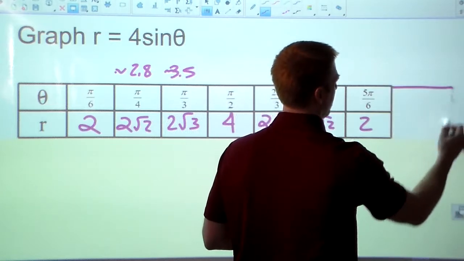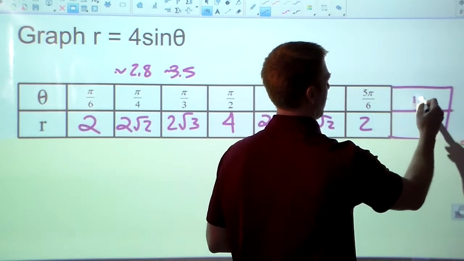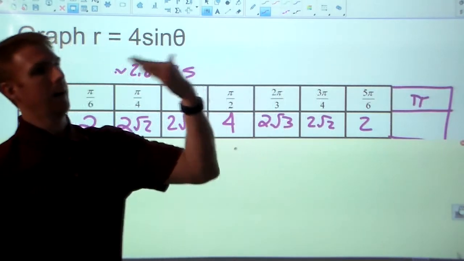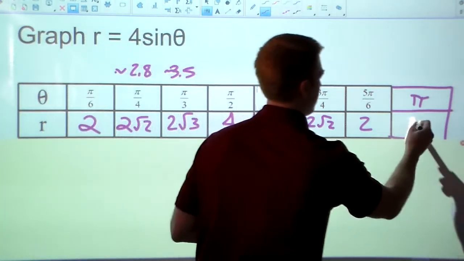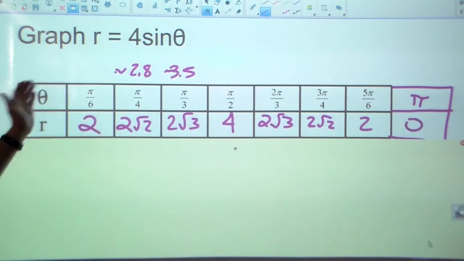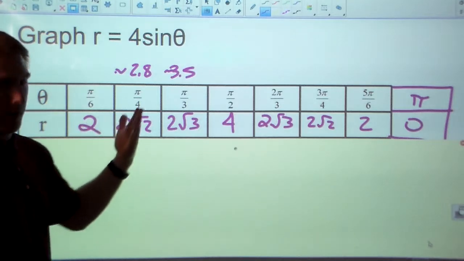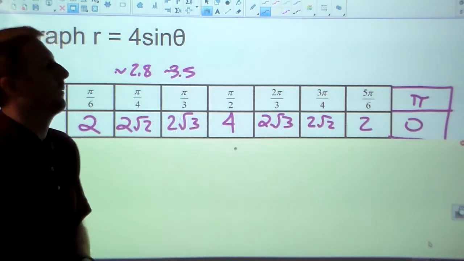And I guess I should go ahead and do one more here. Let's see what happens if we get to pi. Well, sine of pi is 0, so that's back to 0. I probably should have also put 0 on this side. Sine of 0 is 0, so 4 times 0 would be 0.